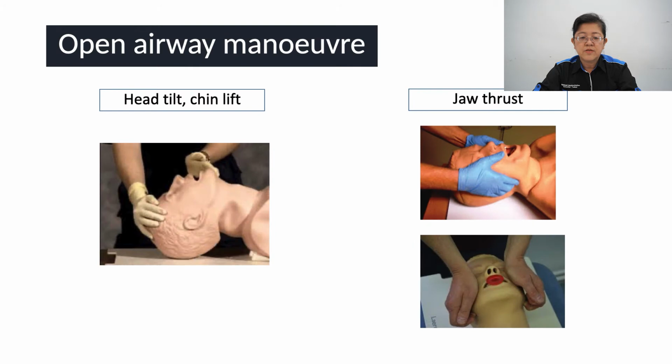There are 2 methods to open the airway, head tilt chin lift or jaw thrust. Jaw thrust is used when people have a suspected cervical injury. Again, this will be shown in the airway station.